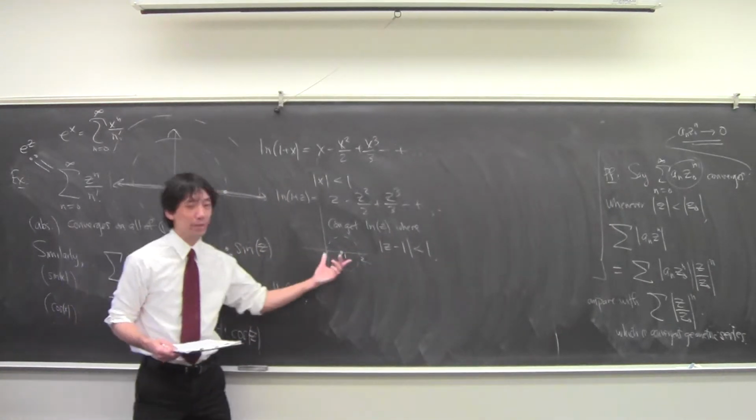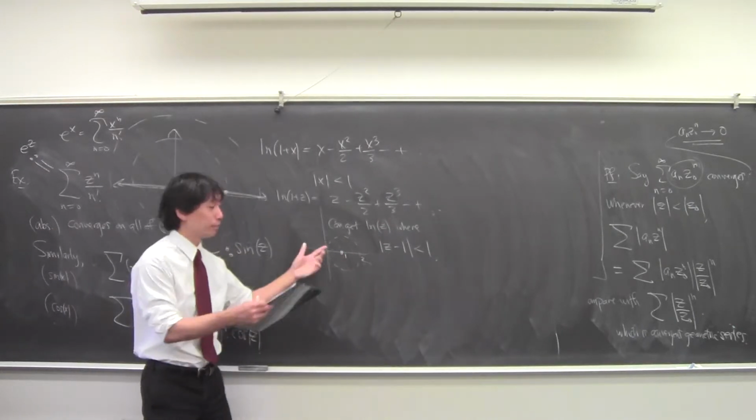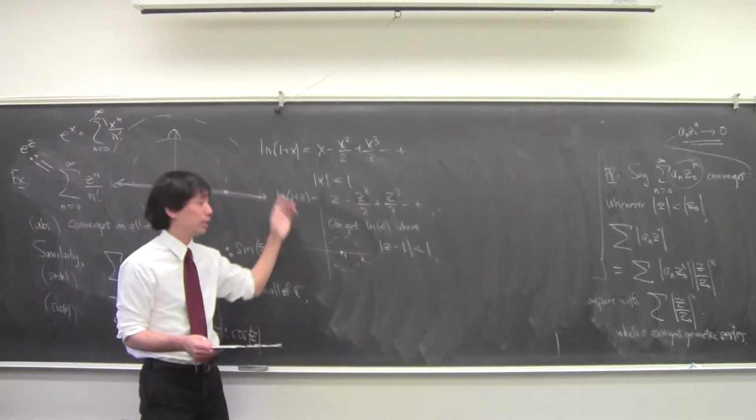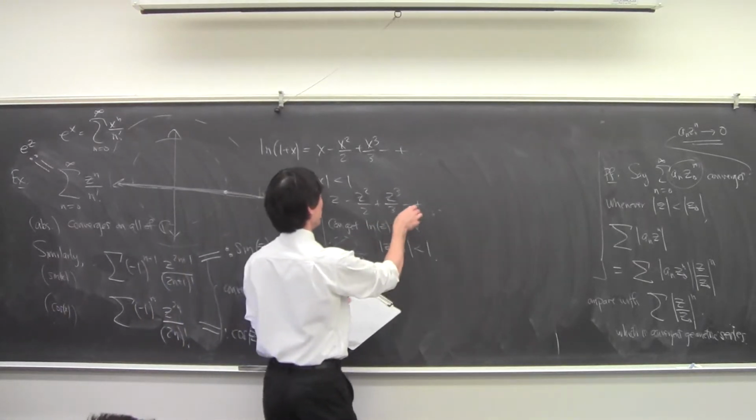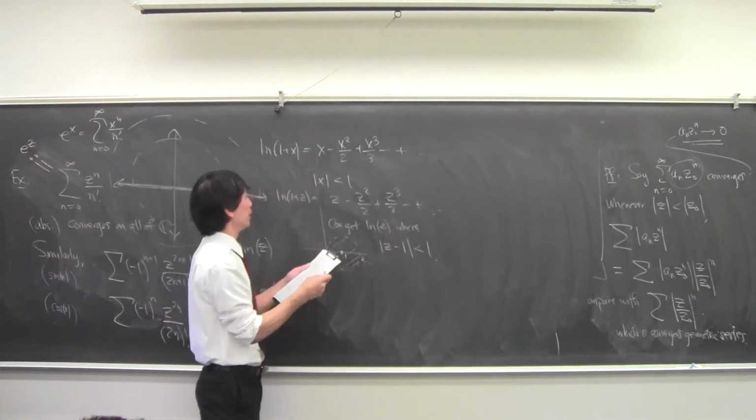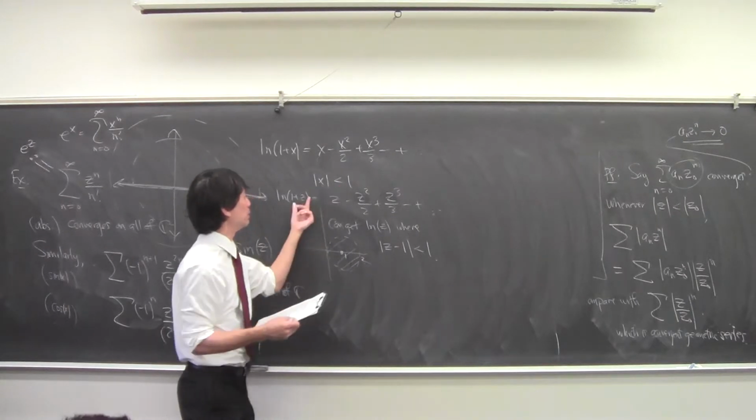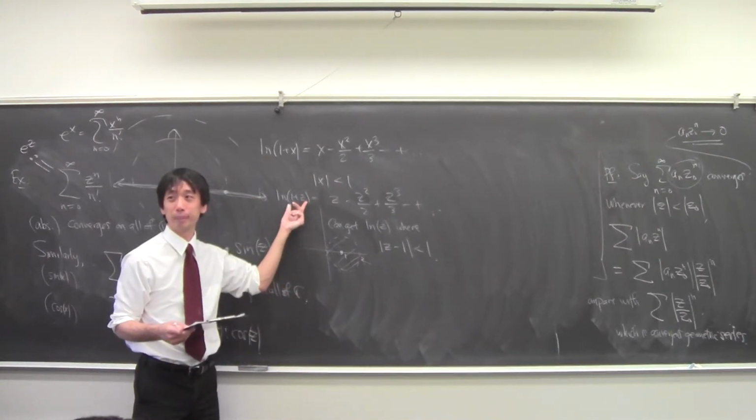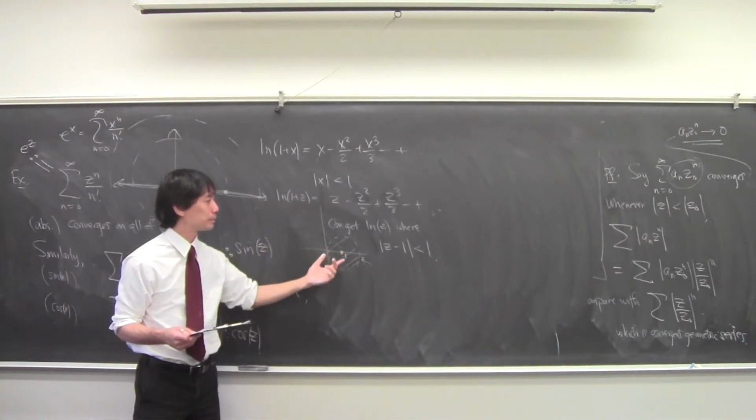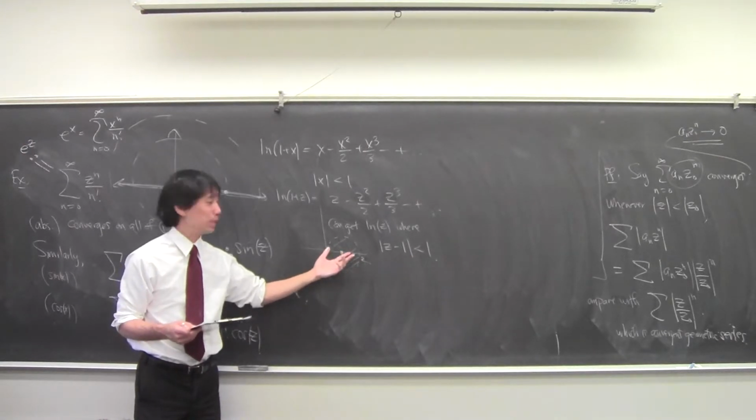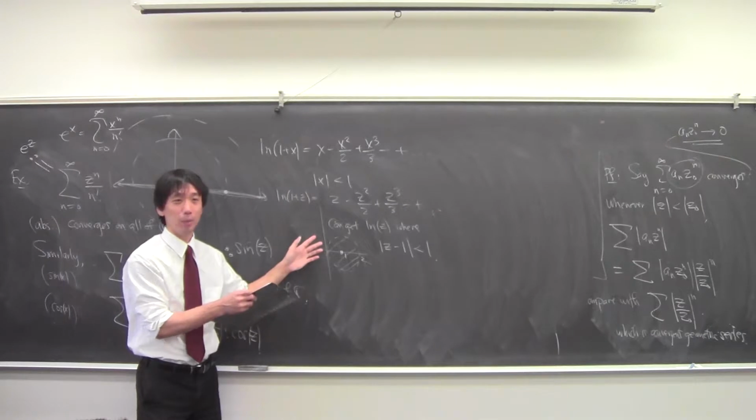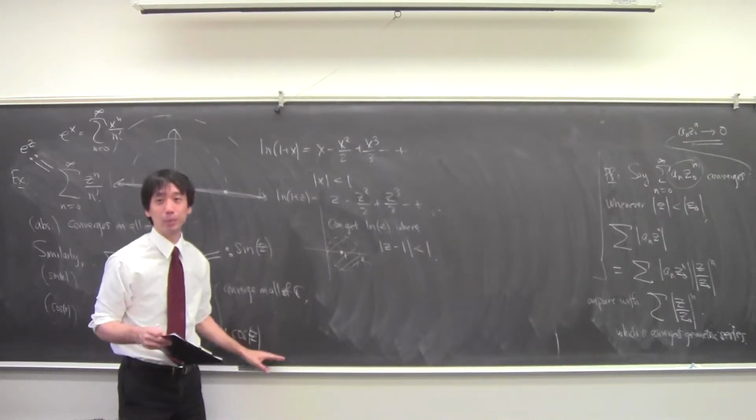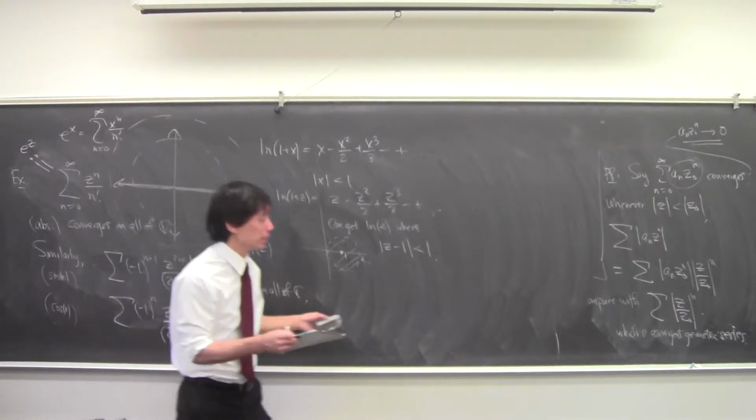But it's a little bit different in this case because it's not valid on the whole line. This is only valid where the absolute value of z is less than 1. So in some sense, you can't extend the natural log on the entire complex plane. So it's a little bit more complicated.